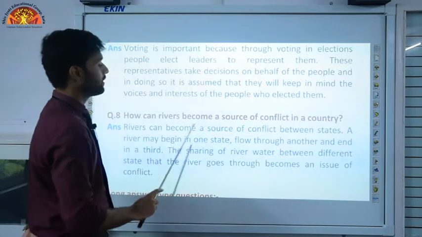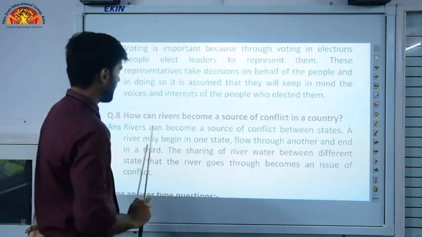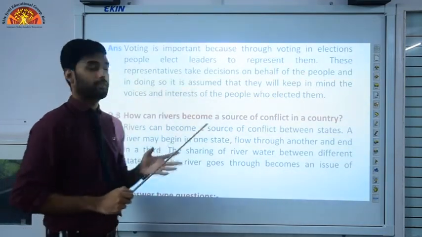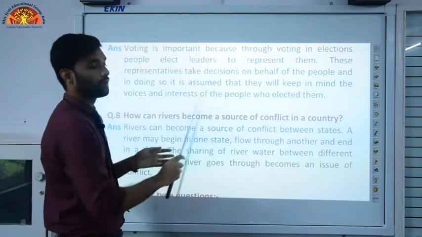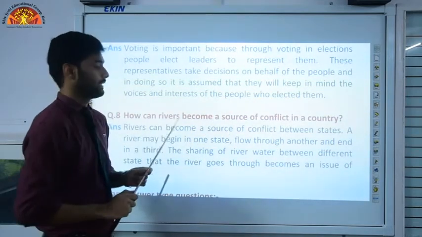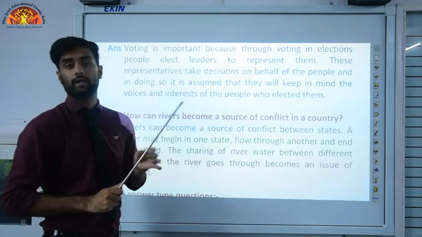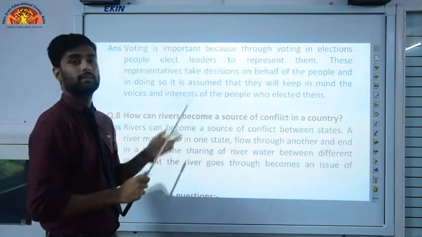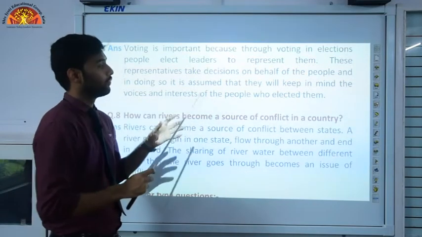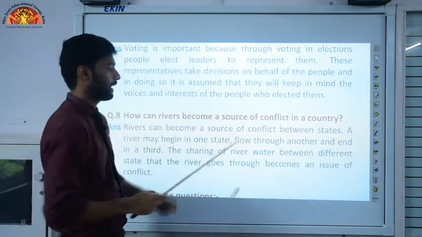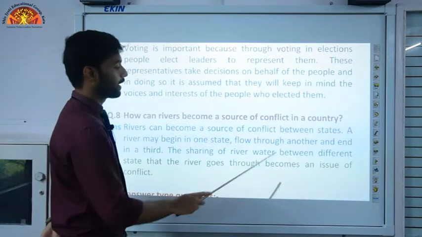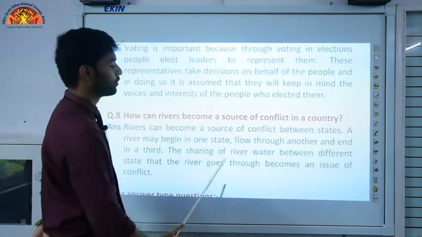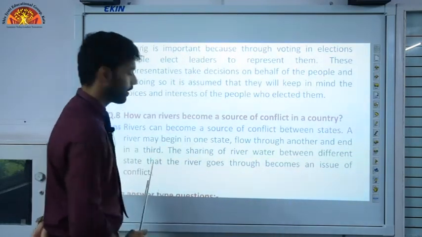A river may begin in one state, flow through another, and end in a third. Now a river can start flowing from one state, then flow through the second, and then end in the third state. That river's water is being utilized by all the states, okay? Now people can start fighting over which state will get more water from that river, right? The sharing of river water between different states that the river goes through becomes an issue of conflict.